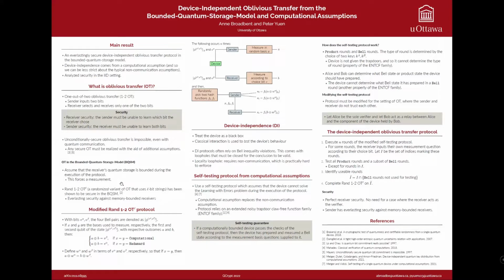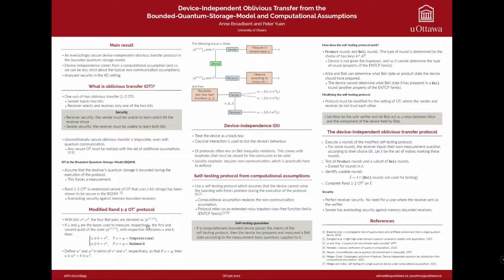What this means is that we're going to assume that the receiver's quantum storage is bounded during the execution of the protocol. Intuitively, if I'm the sender and I send more qubits than the receiver's quantum storage can handle, then it's going to force the receiver to perform some sort of measurement, which will effectively limit their ability to cheat. Under this bounded quantum storage model, you can actually get an everlastingly secure Oblivious Transfer protocol. The receiver's quantum storage could become unbounded after the protocol, but that doesn't really matter for security.